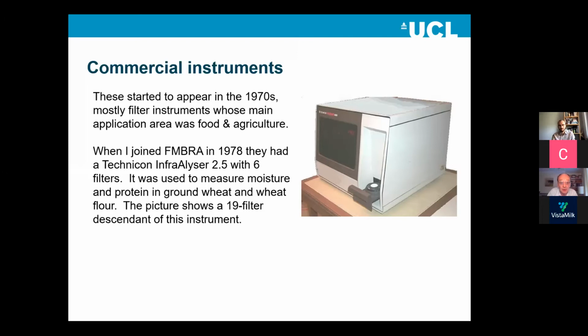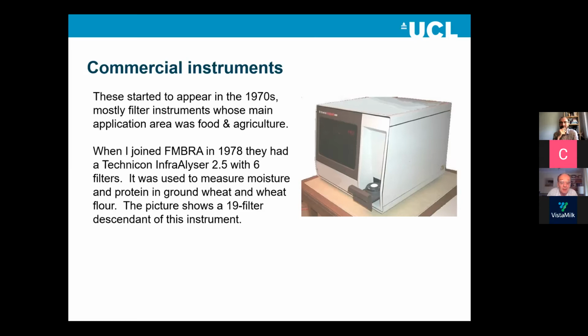And that had six interference filters. It looked a bit like the box on the right. I struggled last week to try and find a photo of a Technicon Infralyzer 2.5, but I couldn't. The problem is that it's much easier to find photos of things that have been around since the internet than it is to find photos of things that were around before the internet. I guess people just weren't taking photos and putting them up on the internet in those days.